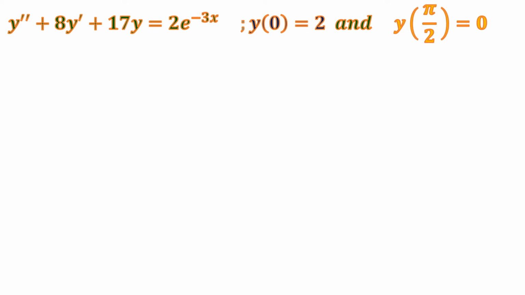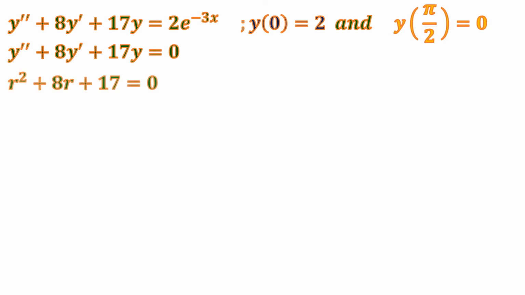So for now, let's find the complementary solution. So let's make this first homogeneous by making 2e to the negative 3x 0. And then let's have the auxiliary equation, and let's find the roots. Now this is not factorable because the factors for r squared is only r and r, and for 17 it's only 17 and 1 because it's prime, and you cannot have 8r. So the alternative method to do is to use the quadratic formula.